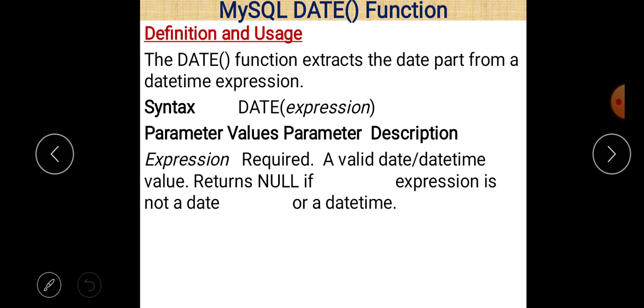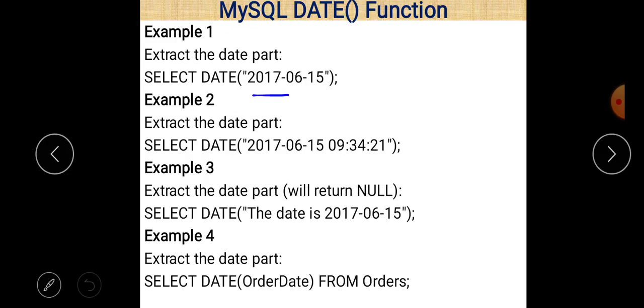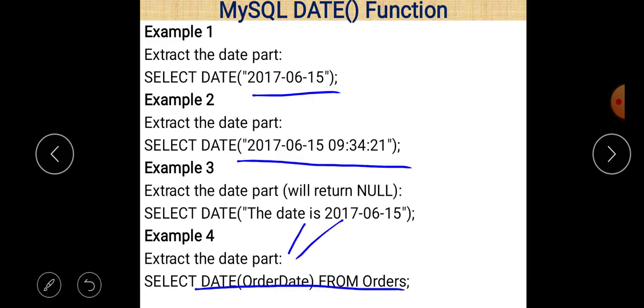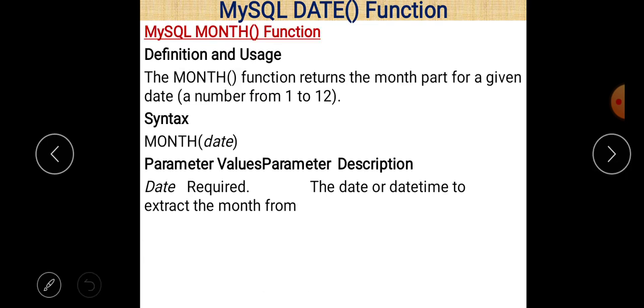Then the date function. The date function basically extracts the date part from a date time expression, and the date should be given in the year, month, and date format. You can also give the format as year, month, date, and hours, minutes, and seconds. You can find out the date from a table also.